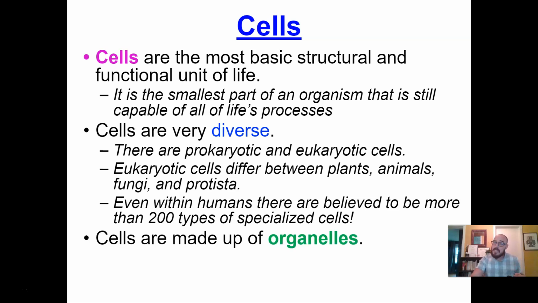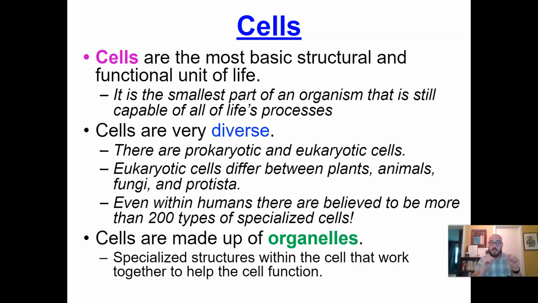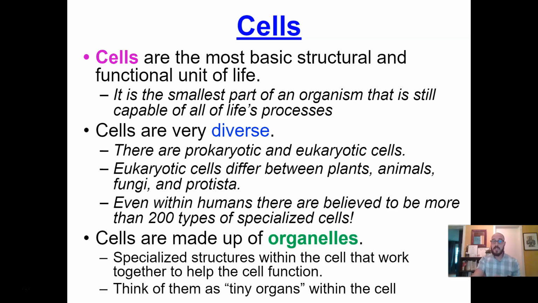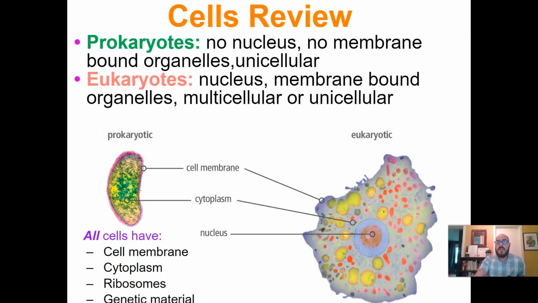And if we zoom in into cells, cells are made of organelles. Organelles are little specialized structures within the cell that work together to help the cell function. An organelle literally means tiny organs. So these are the things that help your cell function, like Golgi apparatus or ribosomes, stuff like that, which you don't necessarily need to know for this course.